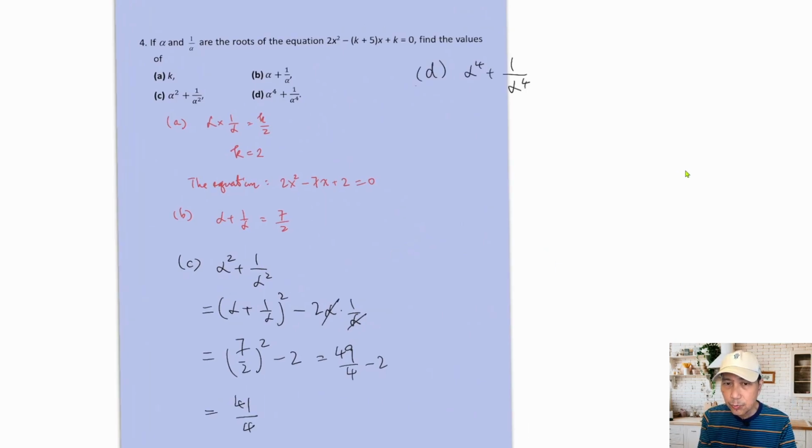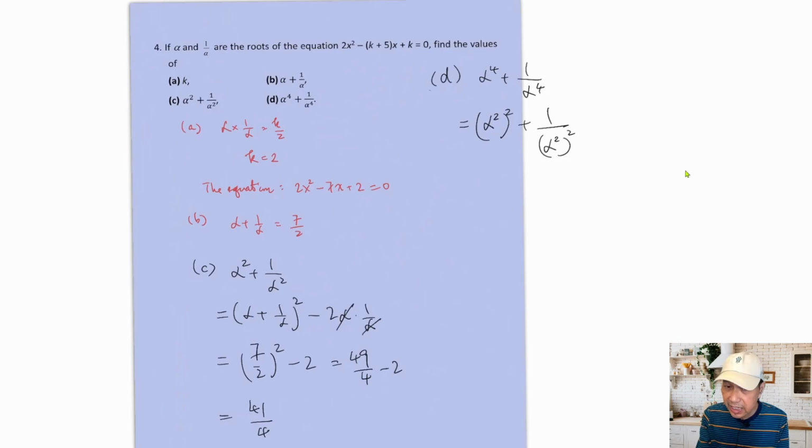Part D, we are going to find alpha to the power 4 plus 1 over alpha to the power 4. Now this part is quite difficult, but we have part C, so we can learn the technique in part C and apply it to this. How do we do that? Alpha squared plus 1 over alpha squared.